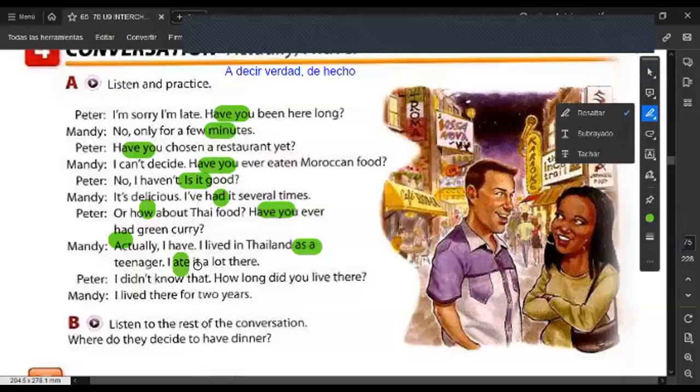Yes. La segunda T, esta segunda T, no se pronuncia como R. Okay. Sonaría muy trabado. I ate it a lot there. Yes, I didn't know that.